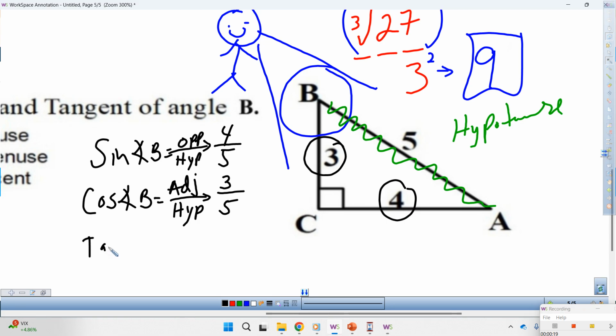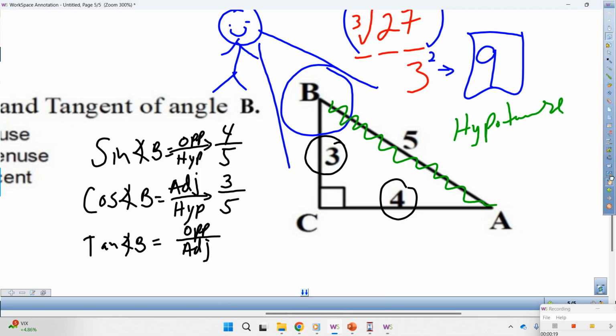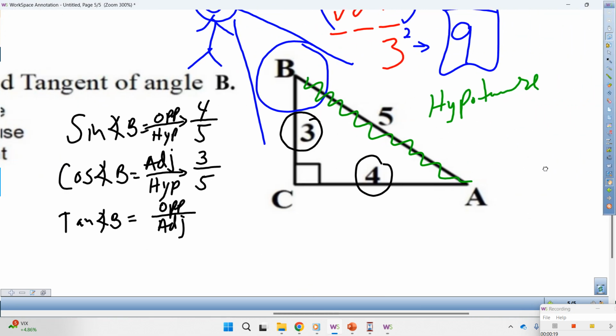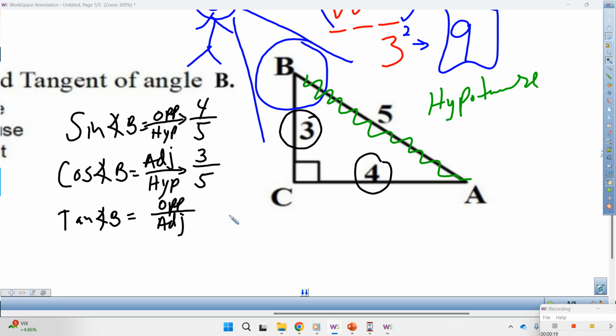Last but not least, tangent of angle B. And it's opposite over adjacent. Opposite over adjacent. So, what side is opposite to angle B? Well, the opposite is 4. Which one is next to angle B? 3. So this is 4 over 3. And if you got that by yourself, all right, we got it, yes? All right. So send that in, please.